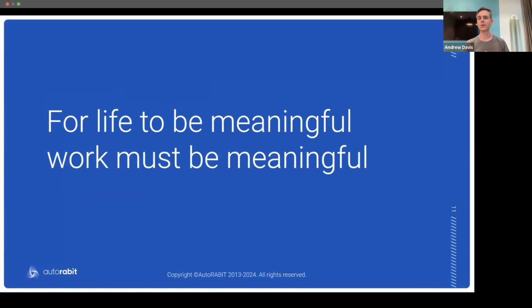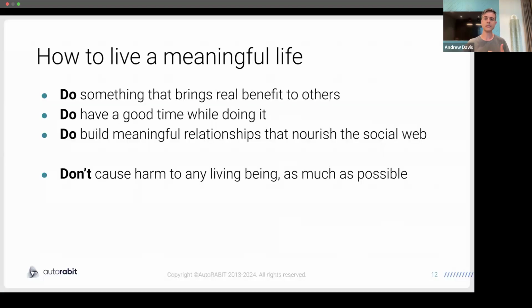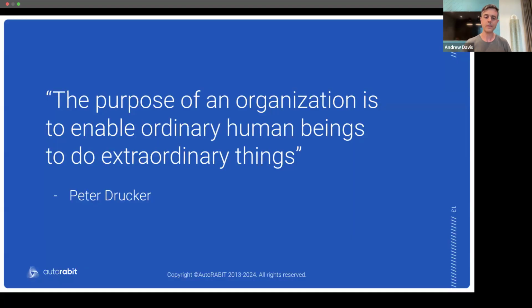For life to be meaningful, work must be meaningful, right? If you're giving the very best part of your life to something, work, you need that work to be meaningful for your life to be meaningful. And so a few guidelines on that, some simple rubric I use to think about living a meaningful life. Do something that brings real benefit to others. Do have a good time while doing it. Do build meaningful relationships that nourish the social web. And don't cause harm to any living being as much as possible. So if you can figure out a way to guide your life within these parameters, I would say you are doing great. You're doing very well.